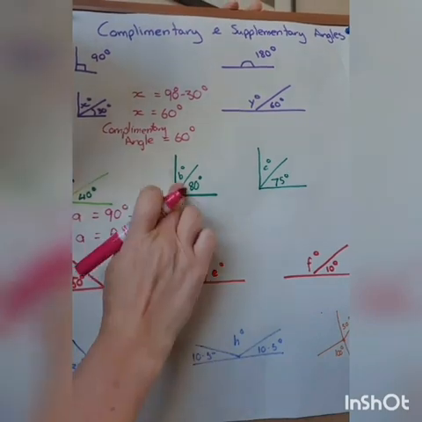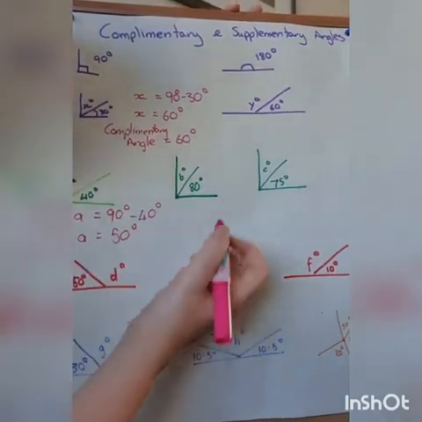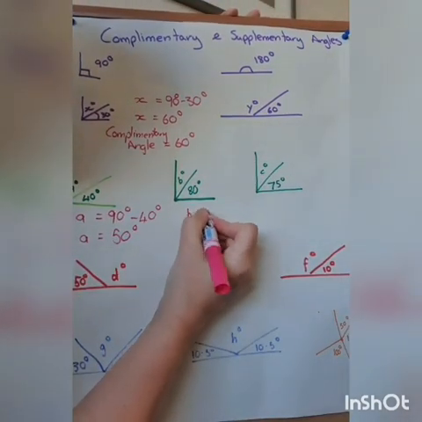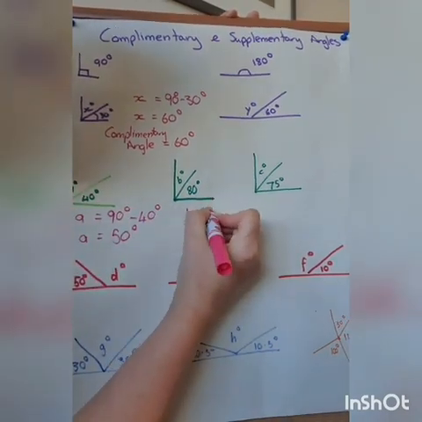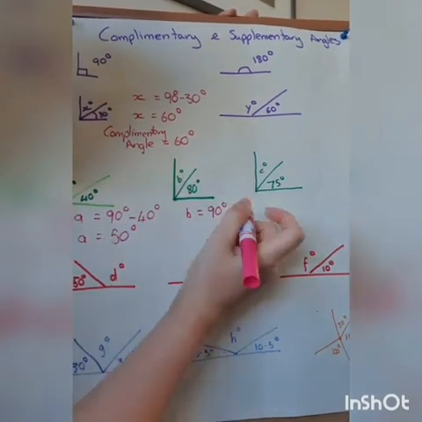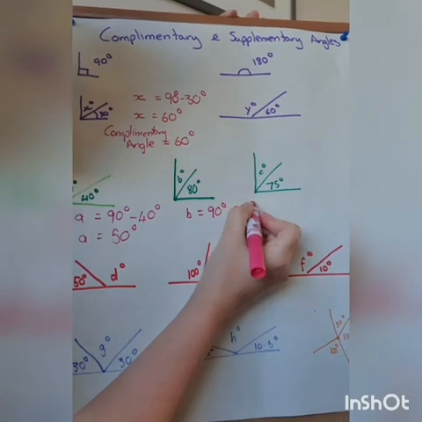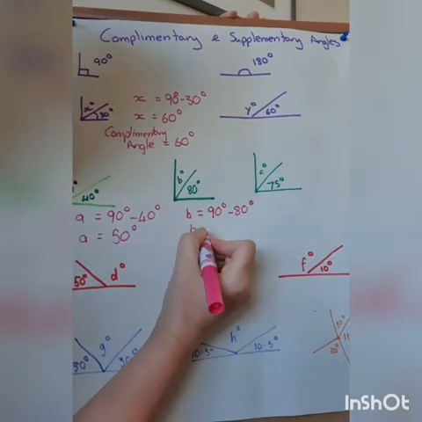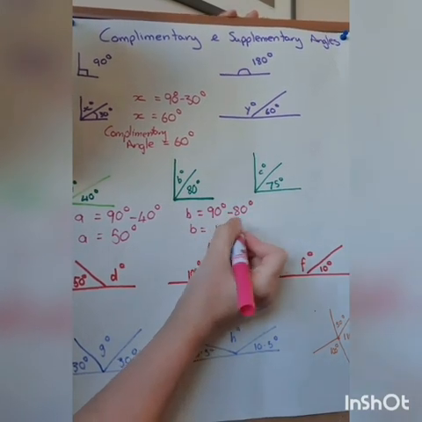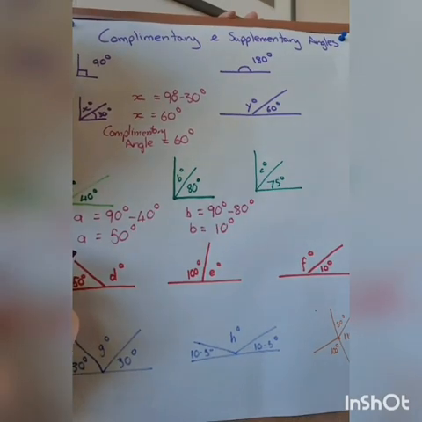Let's look at our next one. B. B, again, our complementary angle is 90 degrees, take away what we already know, which is 80 degrees. Therefore, B equals 10 degrees.